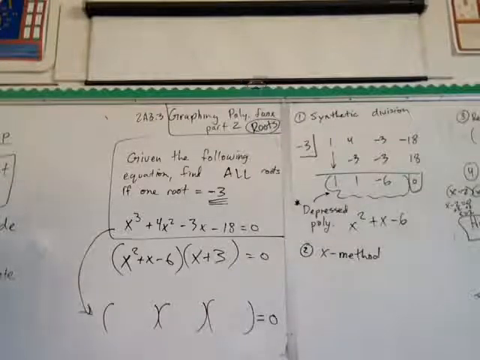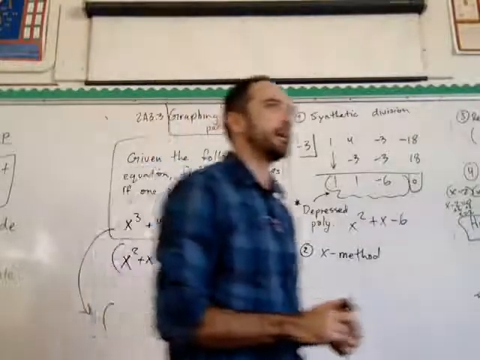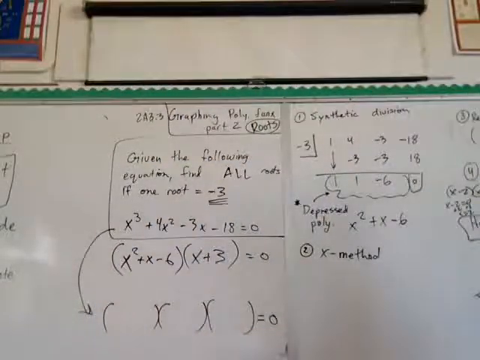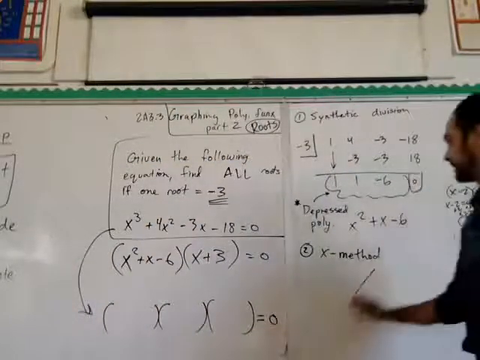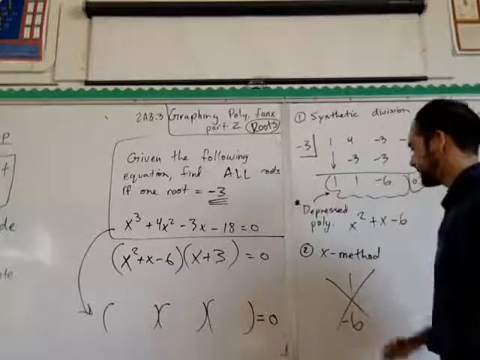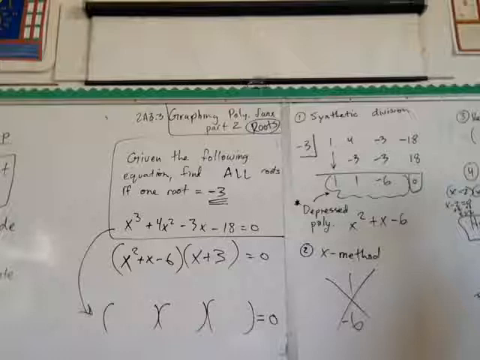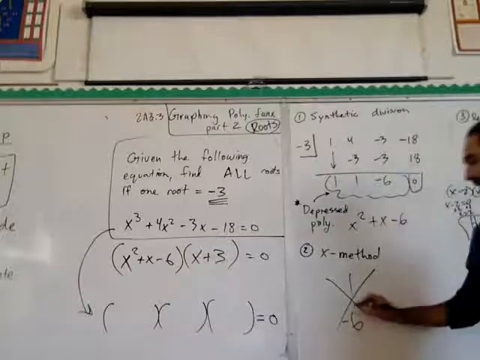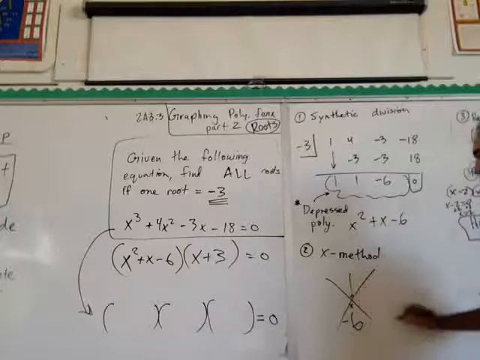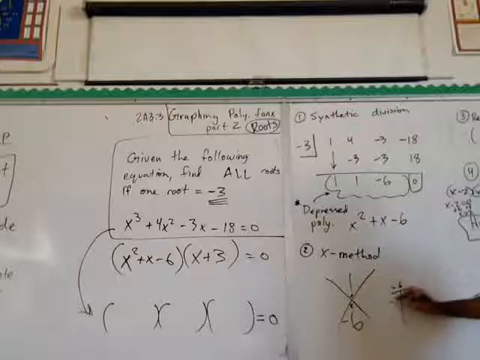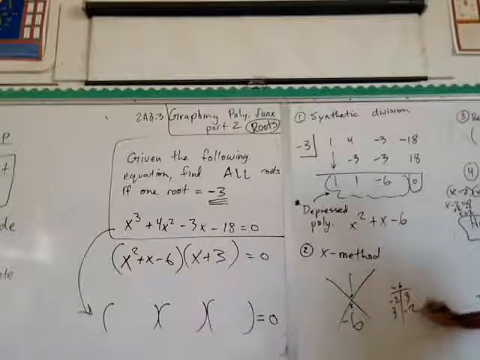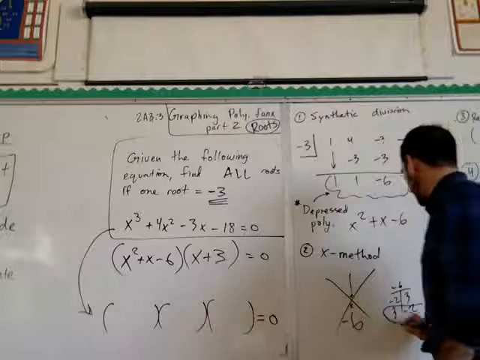Factor it. X method. We did that yesterday. You felt pretty good with that, I think. So X method, -6, 1. What do you see? What multiplies to give us -6 and adds to give us 1? I'm actually going to go with 3 and -2.